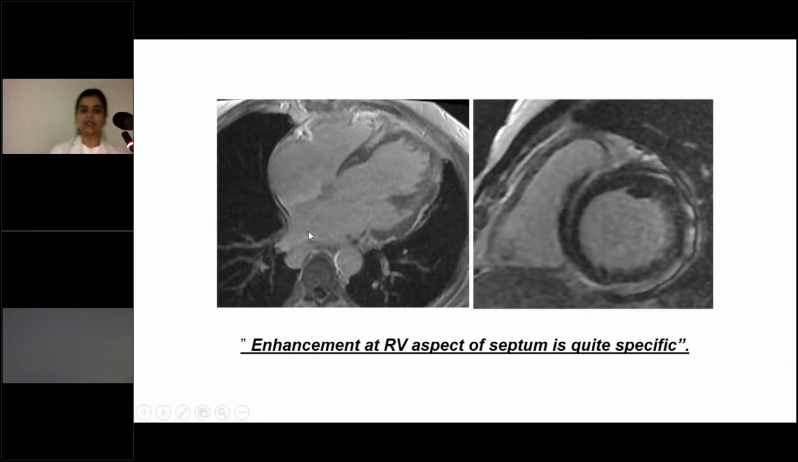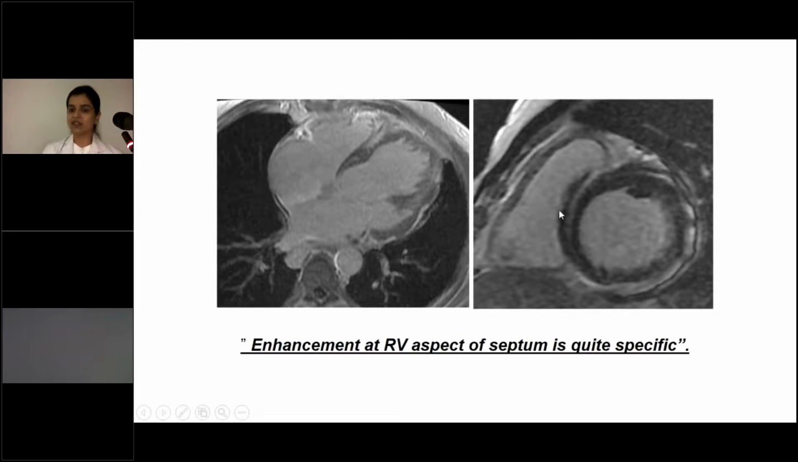enhancement. This is the horizontal long axis view of the heart, and this is the short axis view of the heart, demonstrating patchy mid-myocardial enhancement involving the interventricular septum, and this enhancement is extending along the RV insertion points, which is seen here. And this is the short axis view of the heart, again demonstrating mid-wall late gadolinium enhancement involving the interventricular septum and subepicardial enhancement along the anterolateral, the inferolateral, and the inferior wall of the left ventricle.